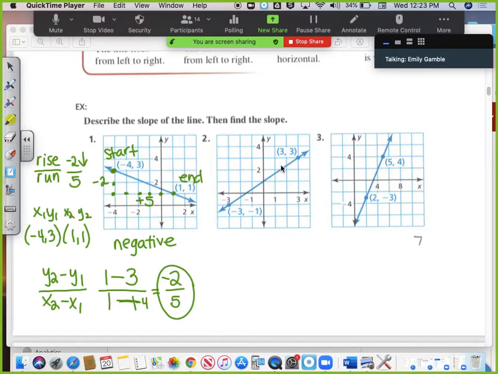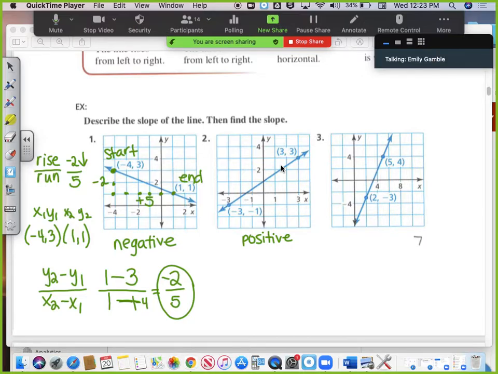Alright, let's go over these two answers here. So number 2, there's 2 ways to do this. You can either use the formula or you can use just counting on the graph to get to your answer. I know by looking at this it's going to be a positive slope, meaning that the number that we get for the slope will be a positive number because the line is increasing from left to right.